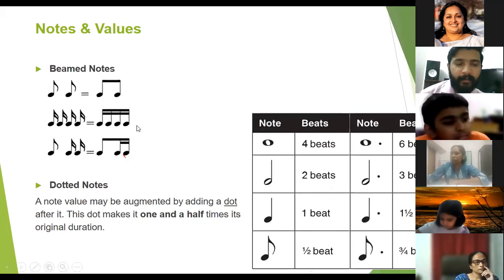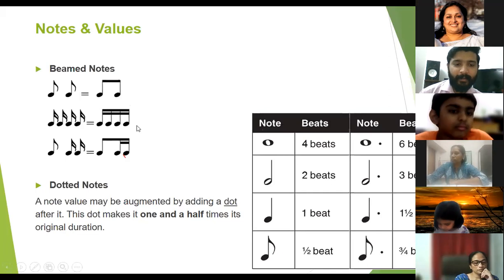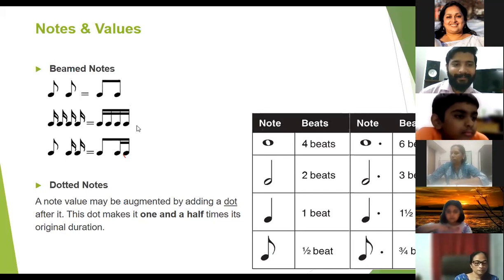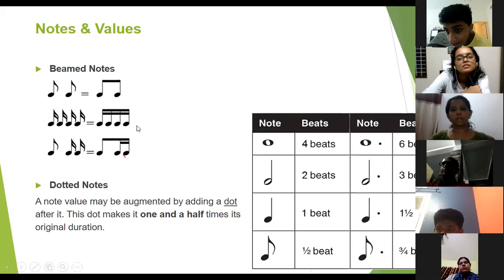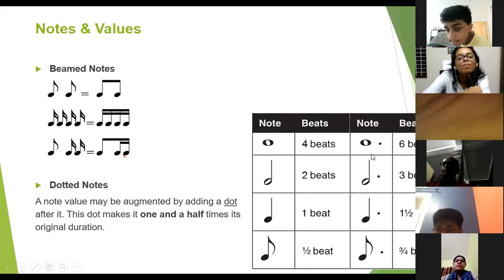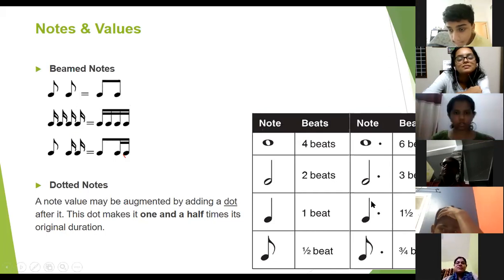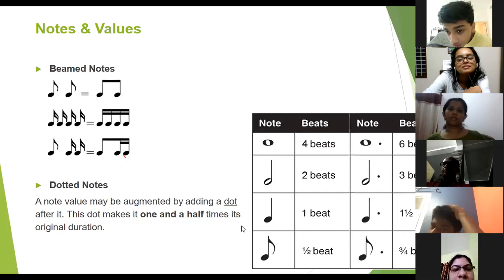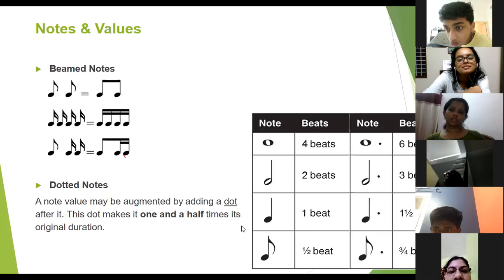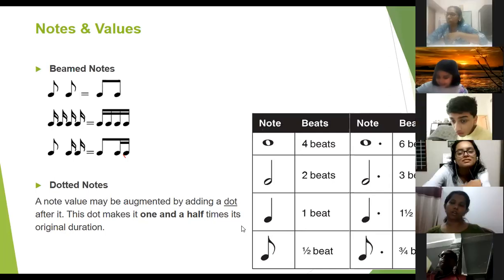And last week we had learned about dotted notes. Do you remember? Let me ask you. Jeremiah, how do you explain to me how you write dotted notes? So for a dotted note, if there's a 4 beat, when we add a dot, it becomes a 6 beat. And if it's two beat, what happens? 2 plus 1, 3. Three. Very good.